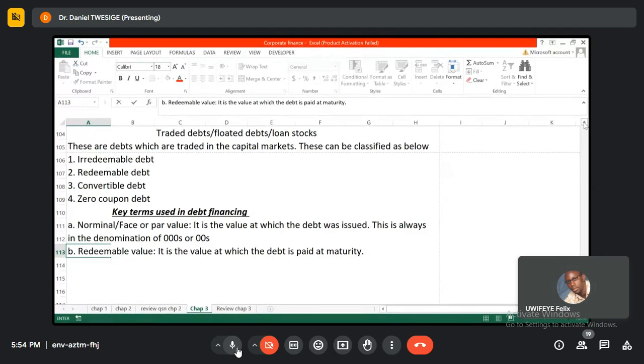And the debt can be redeemed in 3 ways. That is at par, at premium, and at discount.